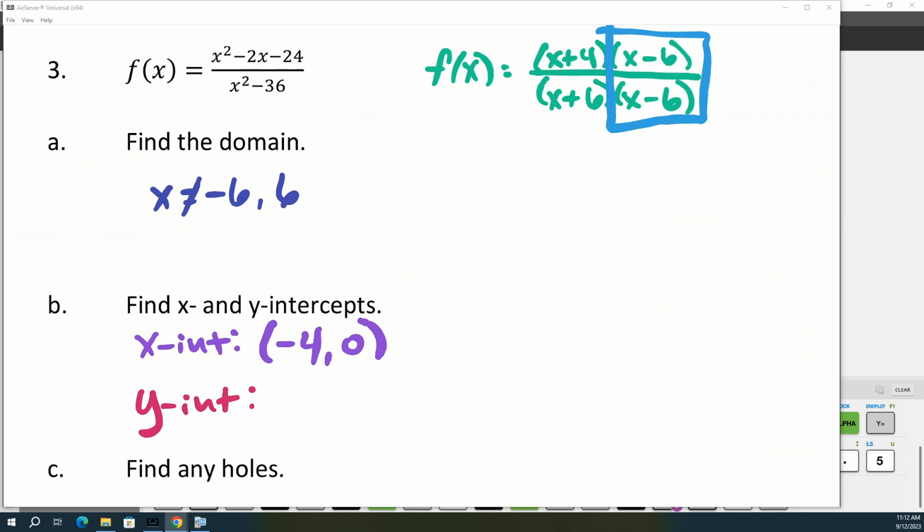All right, y-intercept, we don't need the factored version. We're just going to go back to the original and make all of our x's be zeros. And then I would want to reduce that. So it's definitely going to be a positive. What's the biggest number that goes into 24 and 36? 12. So it reduces down to 2/3.